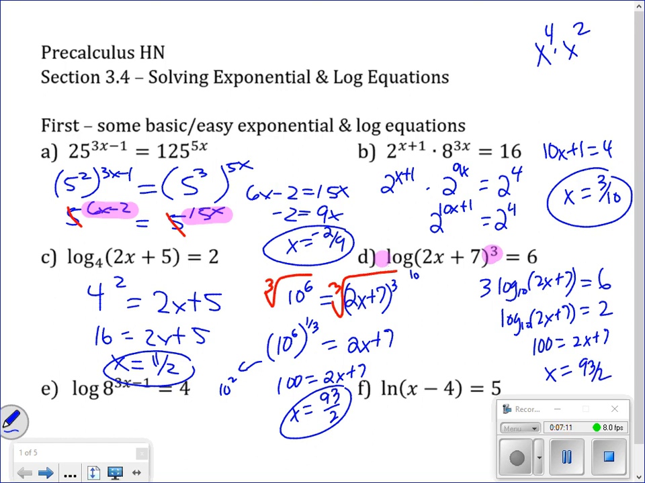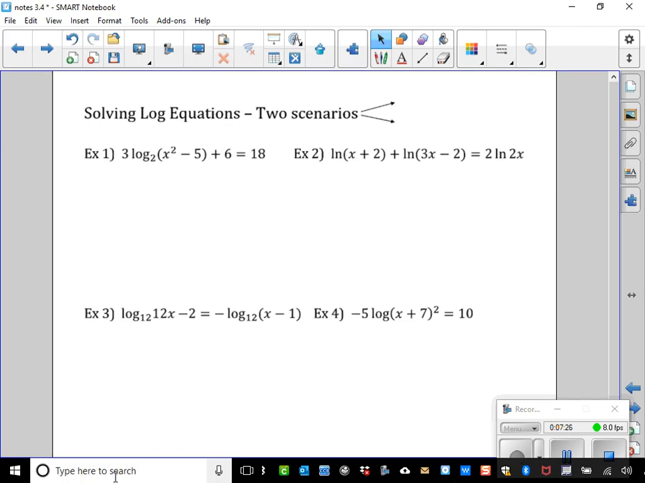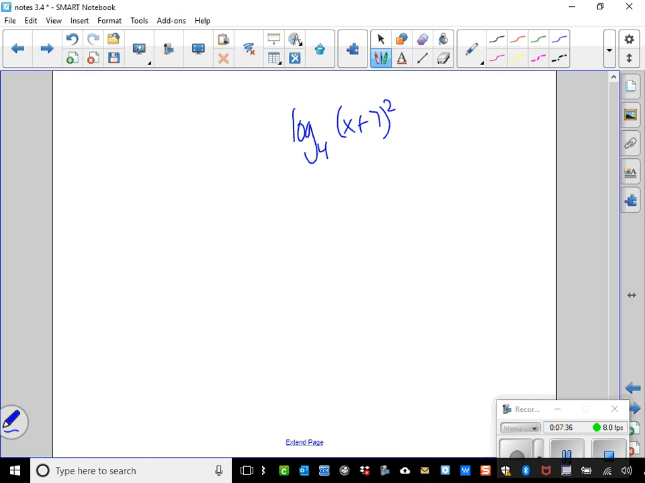You can do that, but you have to be careful. If this is an odd exponent, that 3 right there is odd, you are only allowed to do this if it's odd. Because watch what would happen. I'm just going to make one up randomly. If it was even, watch what might happen. If you had the log, and I'll just put base 4, how about? And you had x plus 7 squared equals 2, like that.